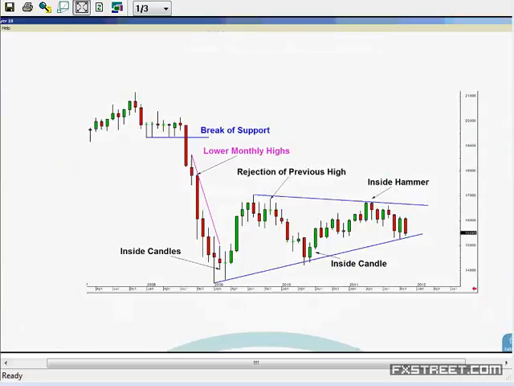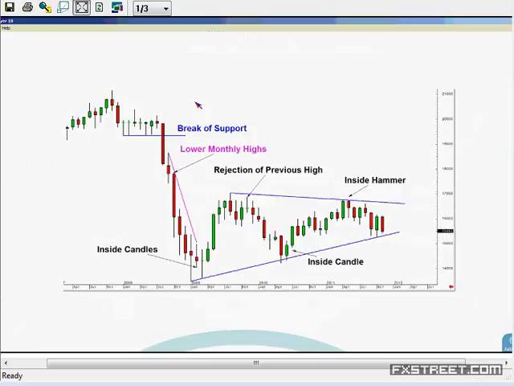So first, the monthly. Okay, so we're looking at areas of support and resistance. We're looking for breaks of support and resistance. We're looking for confirming candle formations. We're looking for chart patterns. Here we can see an area of support. We break the line of support, and then we constantly make these lower monthly highs, okay, as we move down.